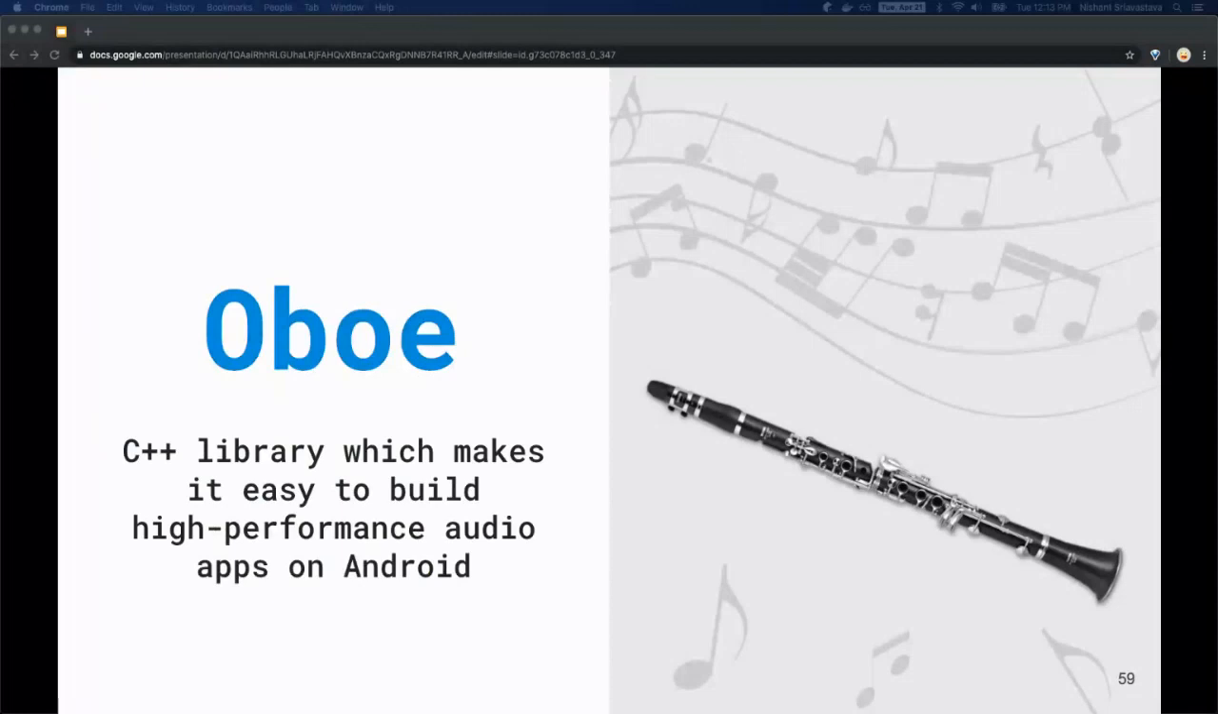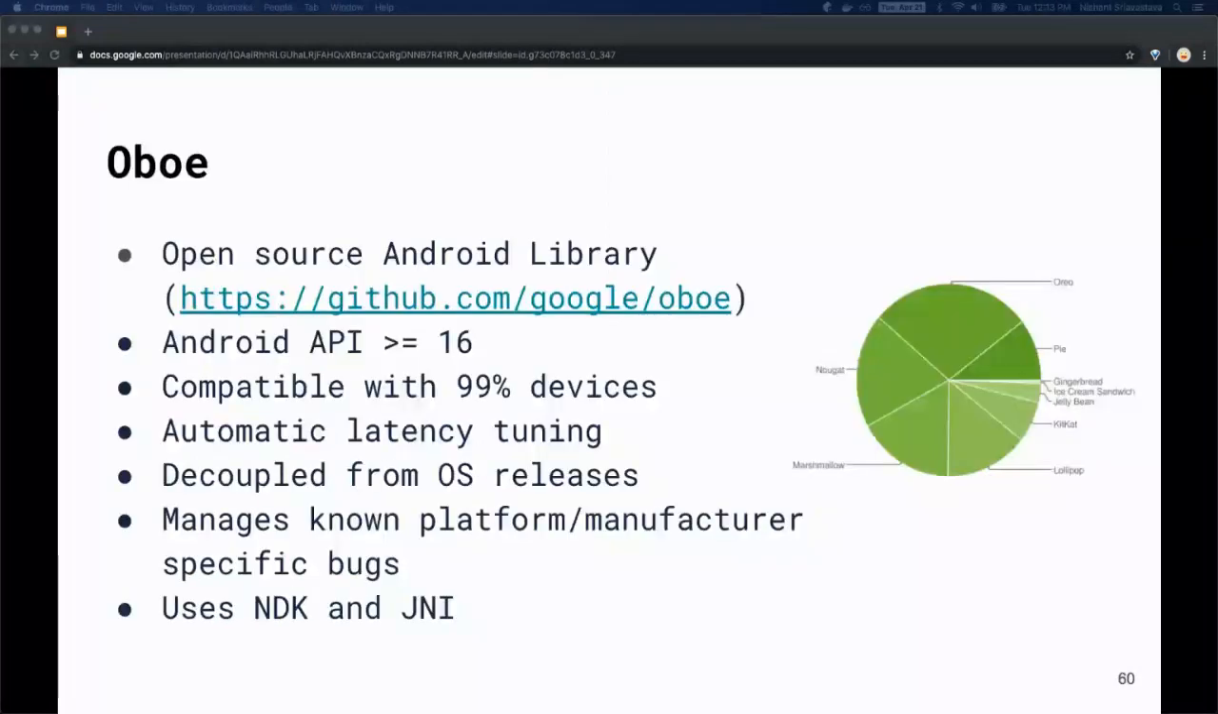But Oboe in general is a C++ library, which makes it easy to build high performance audio apps on Android, which is great because now it's a wrapper that will handle a lot of these edge cases for you. Oboe is open source, compatible with 99% of devices, works with API level 16 and above, and is decoupled from the OS releases. That's the best part. It has automatic latency tuning.